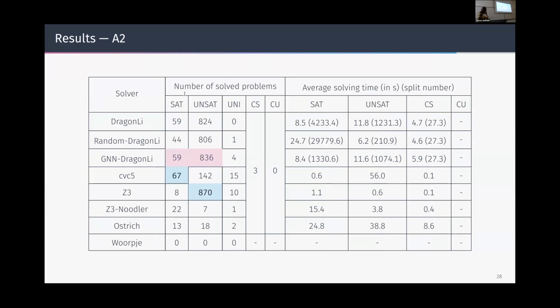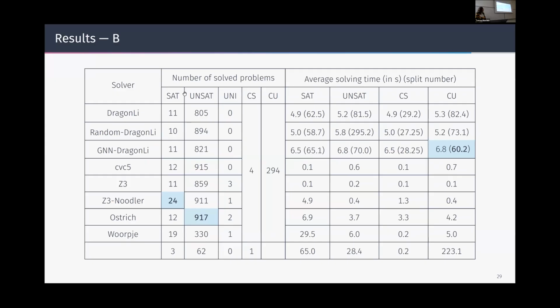On A2, Dragonly solved the most problems in total, so SAT and unsat, even though it's not the best one in each individual category. For benchmark B, unfortunately, when we go to non-linear benchmarks, performance drops a little bit. So it's only competitive, but random gave better results. So it was a little bit disappointing.